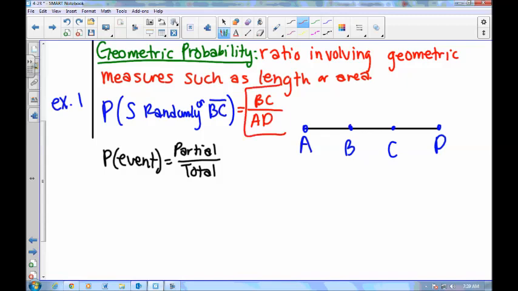Okay, the next one will actually plug in some numbers with the segment, but we don't have numeric values. That's our probability. Probability that it will randomly be placed on BC is BC divided by the total. Does that make sense? Partial divided by total.